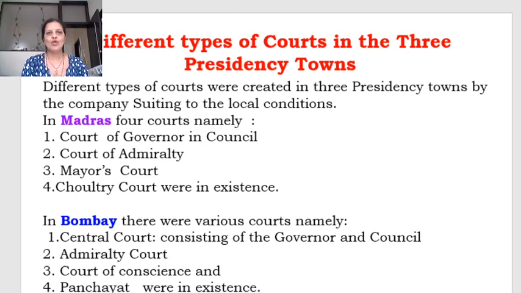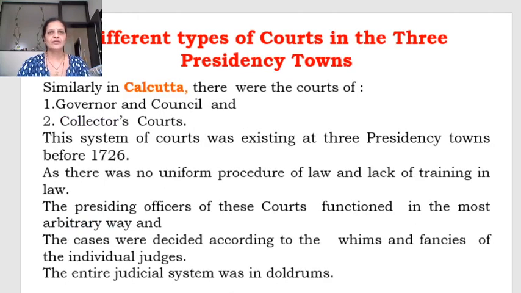Whereas in Bombay there were various courts, namely Central Court consisting of Governor and Council, second, Admiralty Court, and number 3 was Court of Conscience. The Court of Conscience was for civil actions and number 4 was Panchayat. So these courts were in existence in Bombay. Similarly, in Calcutta, there were the courts of Governor and Council and number 2, Collector's Court. So this system of courts was existing at three presidency towns before 1726.